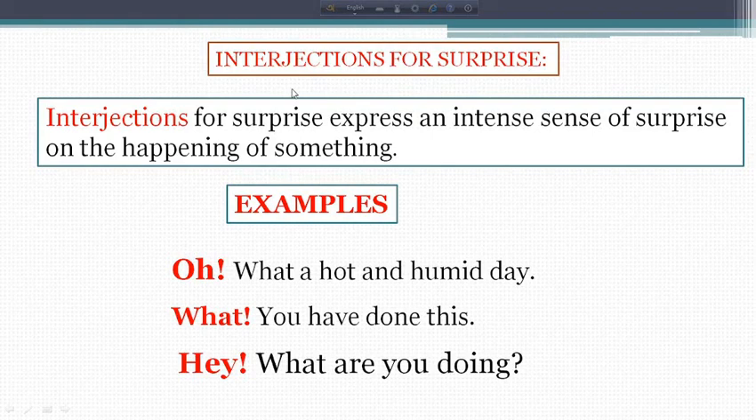Interjections for surprise. Interjections for surprise express an intense sense of surprise on the happening of something. Example: Oh, what a hot and humid day. What, you have done this? Hey, what are you doing? Wow, what, hey express surprise on the happening of something.